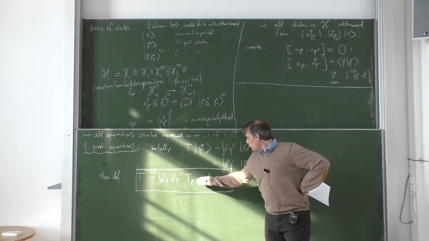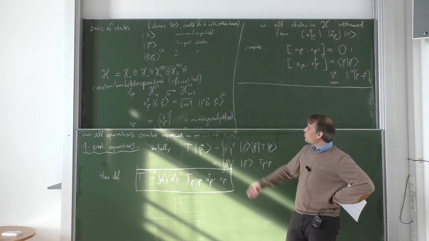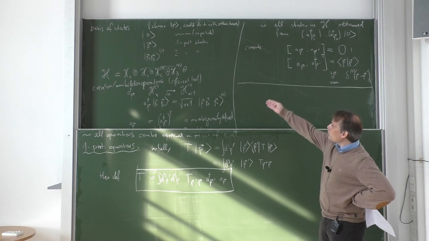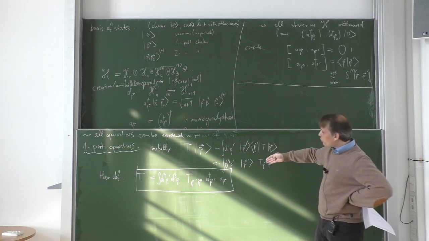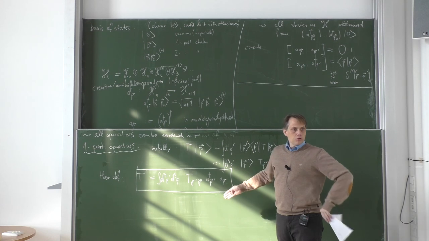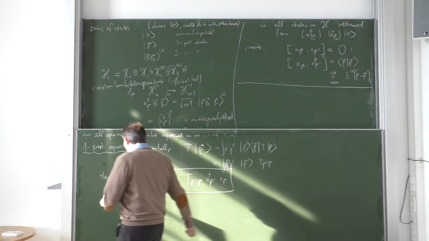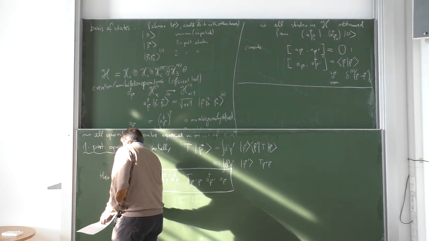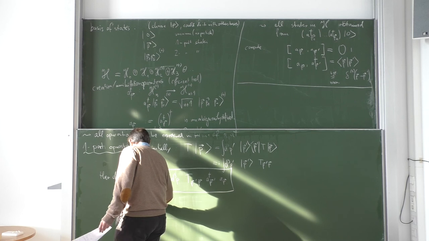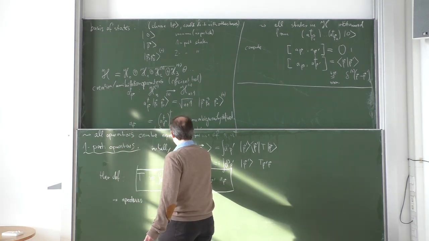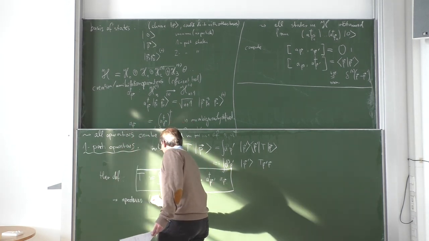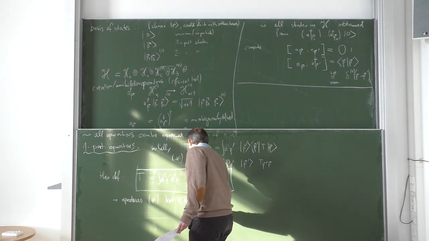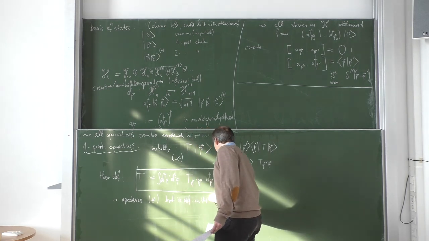But this object here is defined on the full Fock space. You can apply this operation now on any basis state with arbitrarily many particles. You can also apply it onto the vacuum. And therefore, this is now defined on the full Fock space. So it reproduces, let's call this here star, it reproduces star, but is defined on the full Fock space.